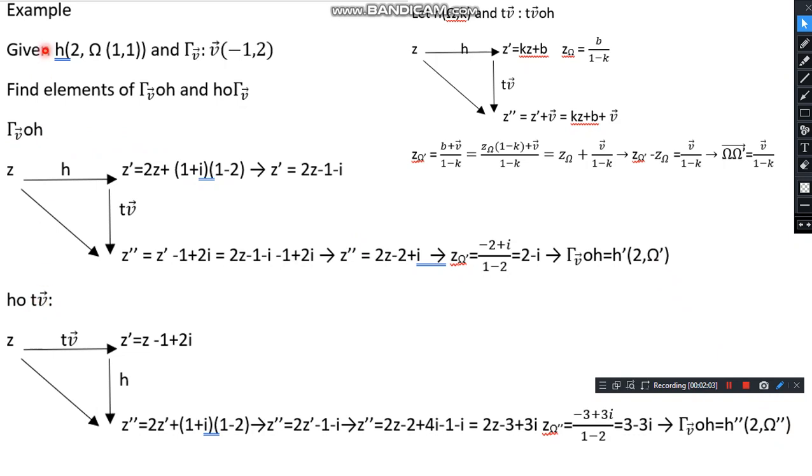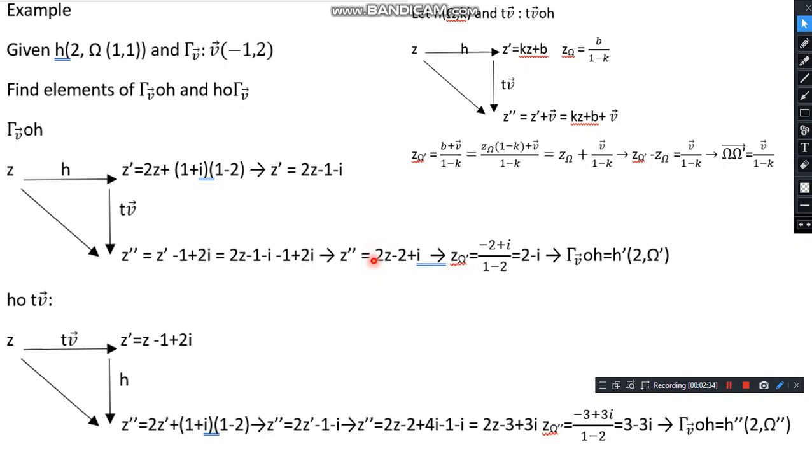So let us take this example. Given a homothecy of ratio 2 and center omega (1, 1), and a translation of vector v (minus 1, 2). First of all, I'm going to do T_v ∘ H. So first H: z prime equals 2z plus (1 plus i) times (1 minus 2). You have z prime equal to 2z minus 1 minus i. Then you have a translation, so z double prime will be z prime minus 1 plus 2i. Replace z prime by its value. You're going to have z double prime equal to 2z minus 2 plus i.